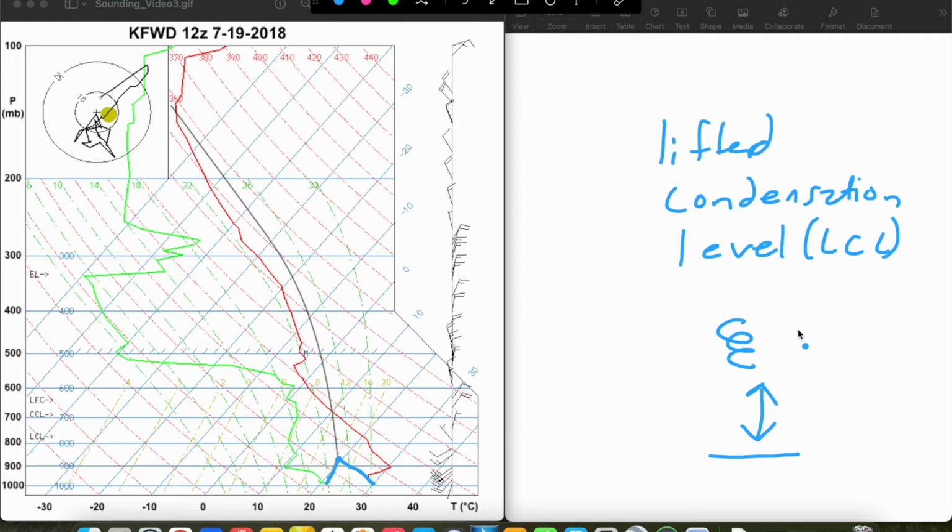And higher LCLs tend to promote more outflow production, and outflow tends to undercut strong rotating updrafts, negating the tornado potential. So LCL here is measured in millibars. So it's basically just a pressure level, but I've also seen it in meters above ground level, and often on the SPC pages, on the SPC soundings, and on the mesoanalysis pages, you'll see it denoted in meters above ground level.